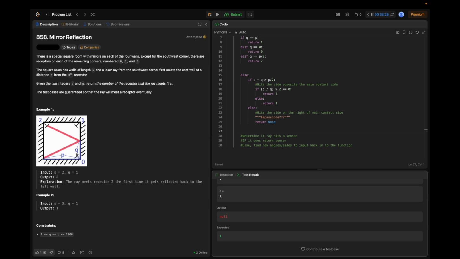So 1, 2, 3, 4, 5, 6. 1, 2, 3, 4, 5, 6. Okay, so it's P divided by Q, whether that's odd or even. So literally this.